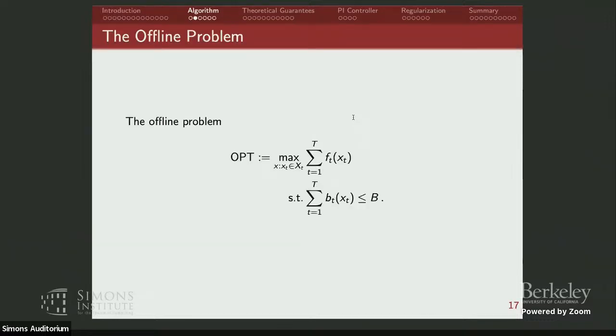Okay, the next thing I am going to do is dive into the algorithm. Here is our offline problem. We are maximizing the total revenue subject to the budget constraint. It is a constrained optimization problem. In constrained optimization, a very powerful tool is Lagrangian duality.